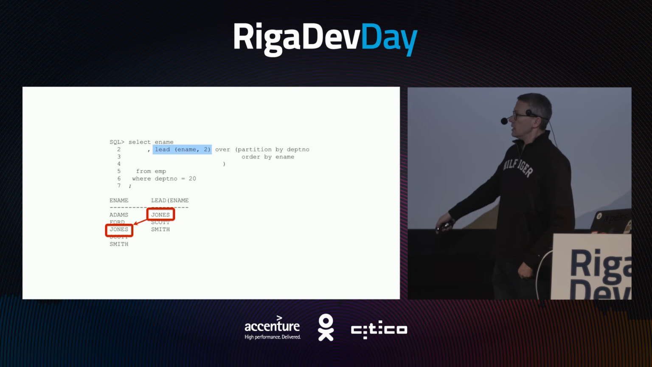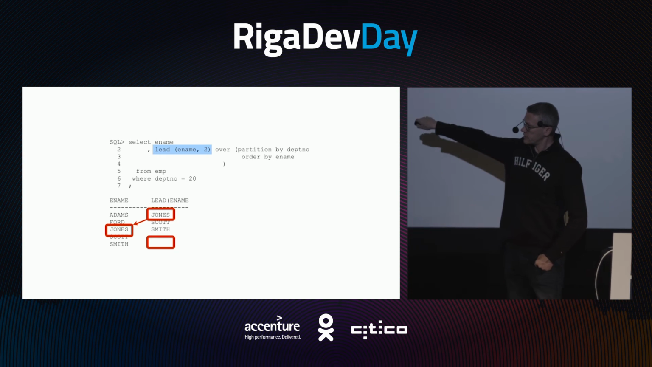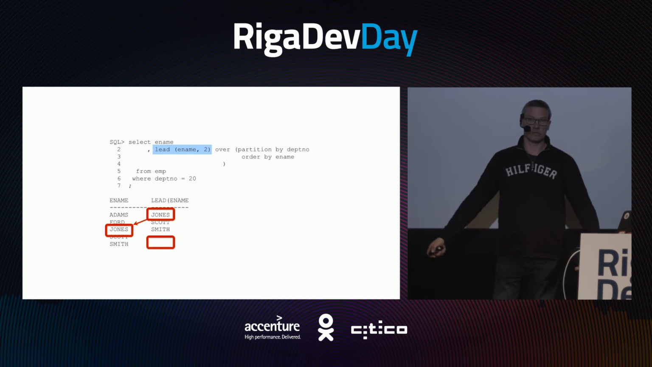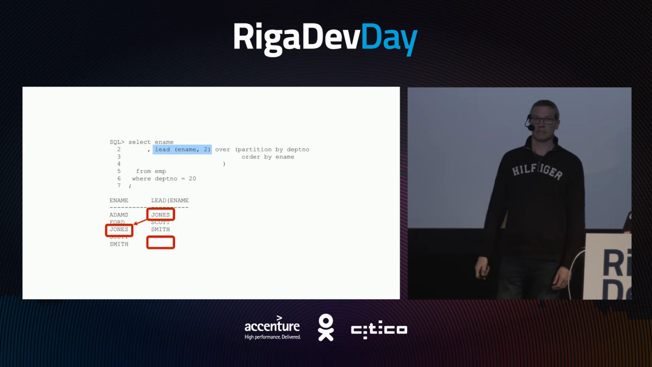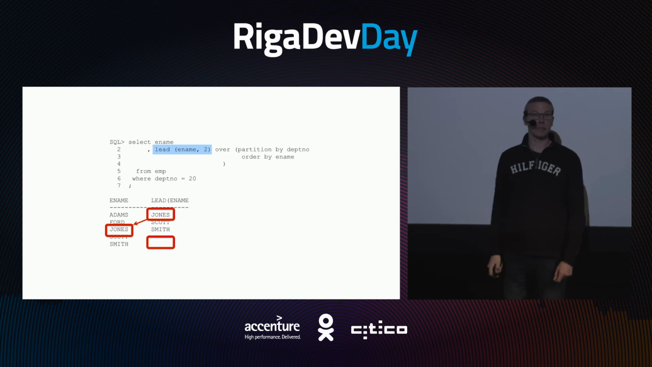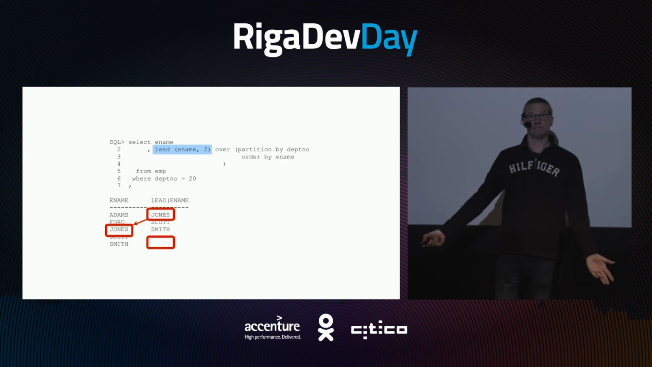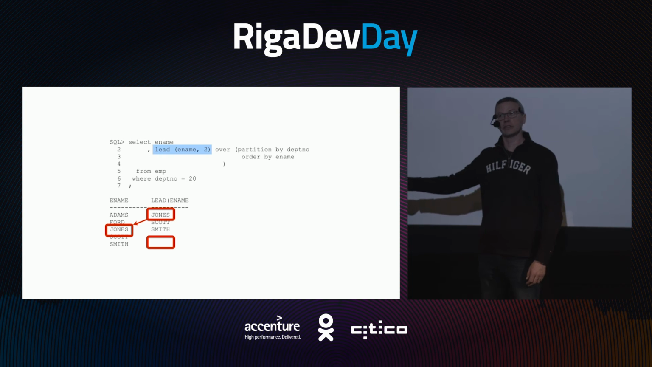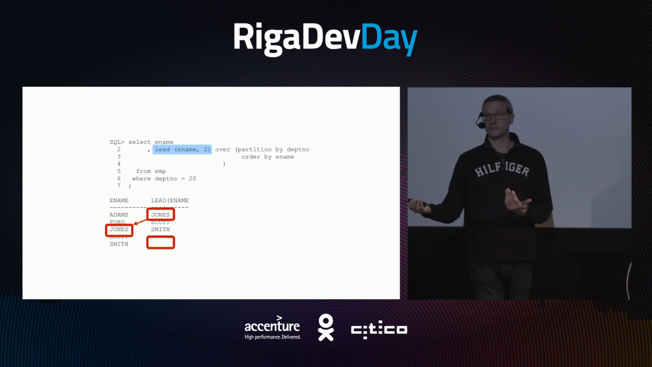Okay. Now the question is, why is that one null? It could be that there's someone without a name, right? But they could also all be pointing outside the partition. So how do you distinguish between the two?